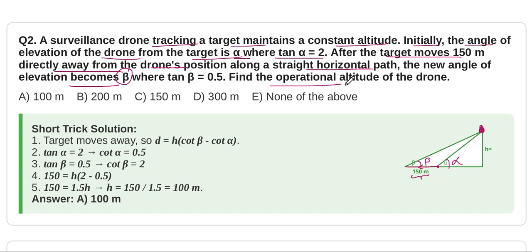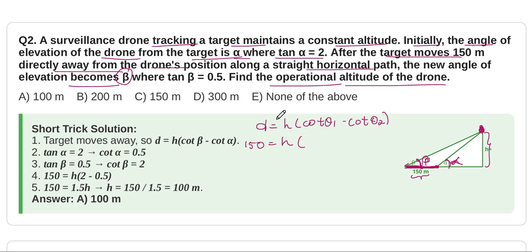So find the operational altitude of the drone. So we have to find out the height of the drone from the ground. In the starting, the target was here at an angle alpha. After moving 150 meters away from the drone, the angle is beta. Okay, so we have to use that formula. Because the base is changing, the target is moving from the base 150 meters, we'll use the formula d is equal to h bracket cot theta 1 minus cot theta 2. So how much distance is moving? 150 meters. So d is 150 meters. H we have to find out.